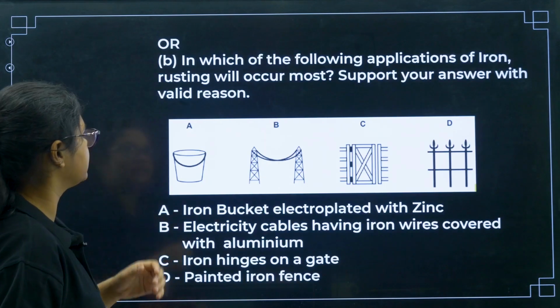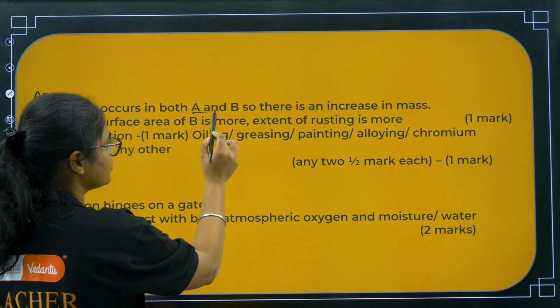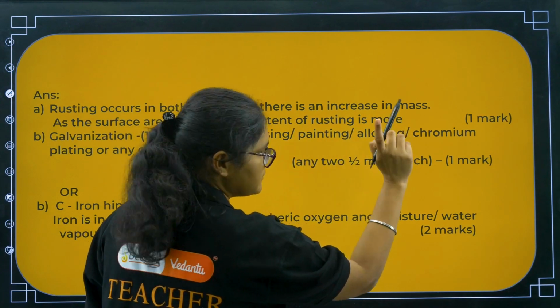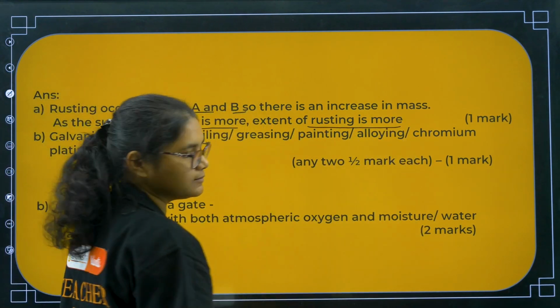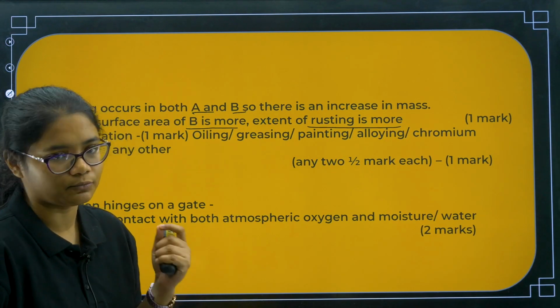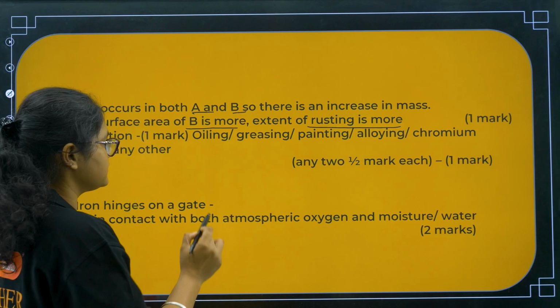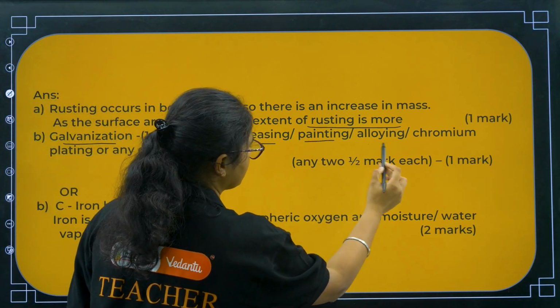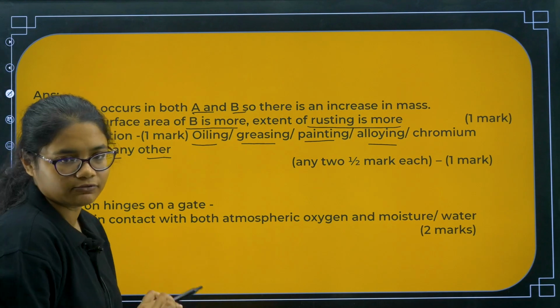Okay. So let us quickly see here. After that we will go to the OR question. So first, rusting occurs in both A and B, so there is an increase in mass, the first thing. As the surface area of B is more, the extent of rusting is more. That is why the mass increase is also more. Okay. The second one was the name, galvanization, and 2 other methods you can use: oiling, greasing, painting, alloying, chromium plating, or any other. Any 2 you have to write from here.